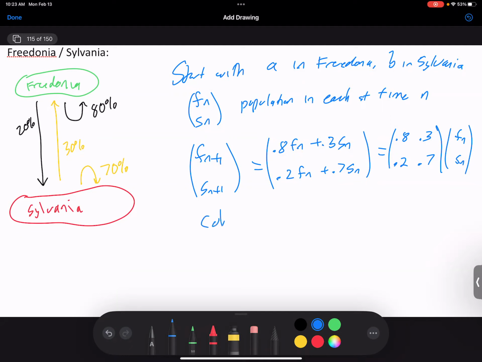Excellent. So columns add to 1. It's actually called a doubly stochastic matrix if the columns add to 1 and the rows add to 1. The columns always have to add to 1. This is a transition matrix. It's basically saying, what are my probabilities of going somewhere? Well, it's got to add up to 100%. Also, entries non-negative, and they're between 0 and 1.